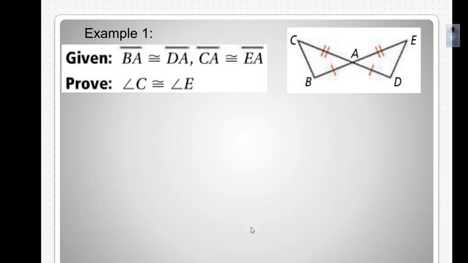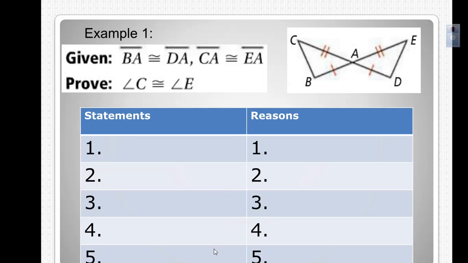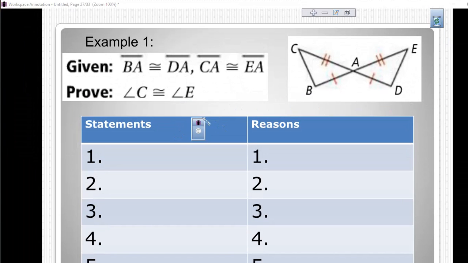So let's take a look at our first proof. In this proof, it's a little different. We're trying to prove that angle C is congruent to angle E, where in our last lesson we were proving that two triangles were congruent. So let's take a look at how we would work this proof. Everything should work the same except for the last little bit.